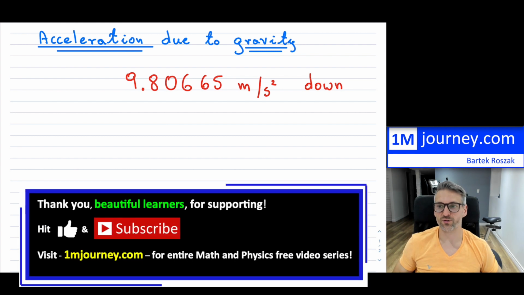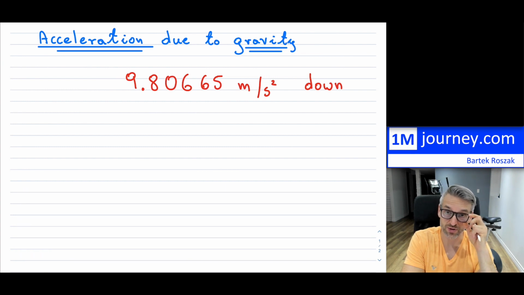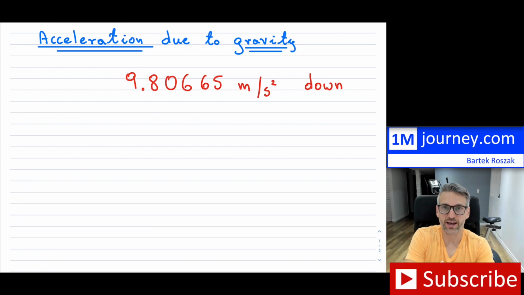There's one very special acceleration, and that's the acceleration caused by gravity. The Earth pulls any object down towards itself at a constant acceleration. And we can actually find what that acceleration is now with the tools that we have. And I have written it down here.